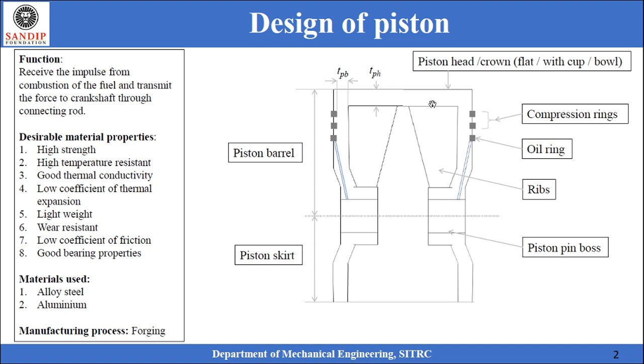To strengthen this head, sometimes a rib is provided from the bottom of the head, which is supported by the piston boss. This is the construction of a typical piston of an IC engine. Let us see first the design of piston head and piston barrel. We will learn how to design thickness of the piston head, which is over here, and thickness of the piston barrel, which can be seen over here. It is measured from the bottom of the groove to the wall of the barrel of the piston.